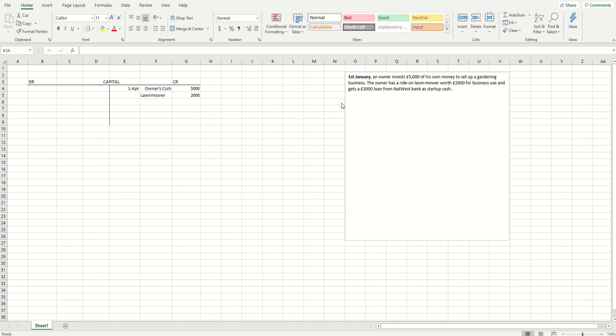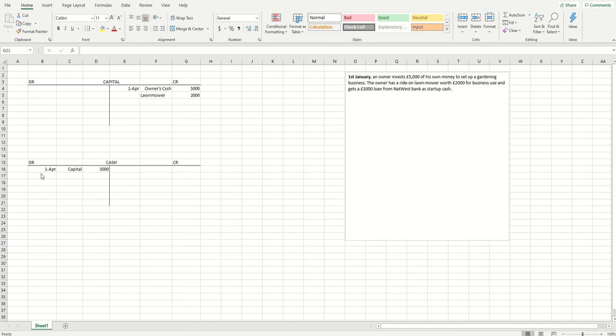Now there's another transaction we've still got to record, which is a loan from NatWest Bank. But before we do that, we need to record the other side of these two transactions. And that means we're going to have to set up at least one other ledger to do that. So I've created a ledger called the cash ledger. This is going to record all transactions related to cash.